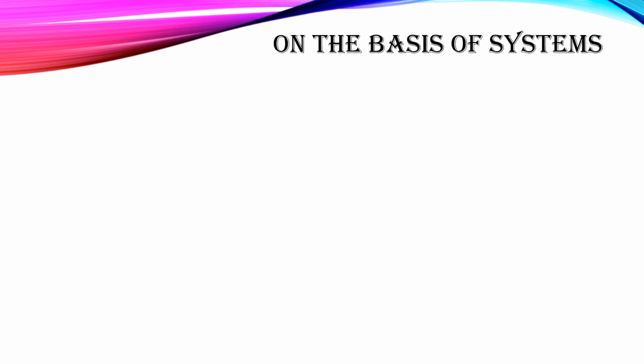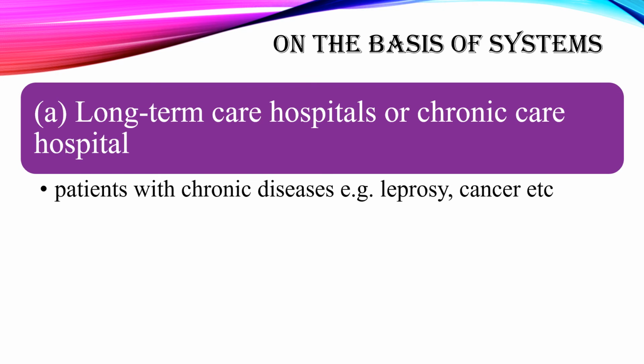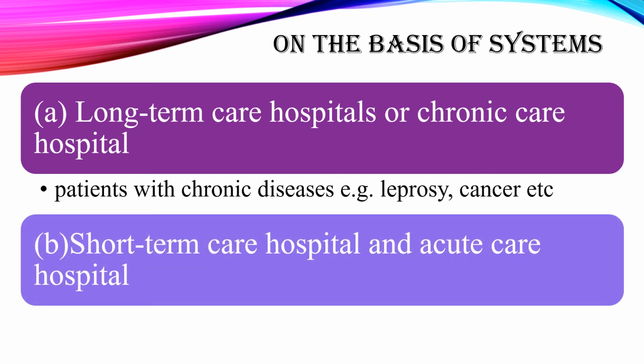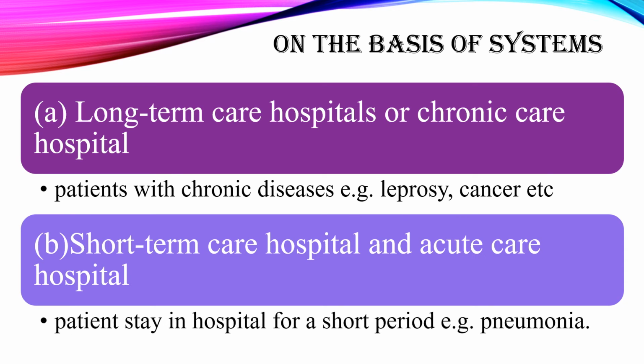On the basis of systems, the hospitals can be classified into a long-term care hospital or a chronic care hospital. Here the patients with chronic diseases like leprosy, cancer are taken care of. Another classification is a short-term care hospital or an acute care hospital, where the patients stay in a hospital for a short period of time, like in the case of pneumonia.